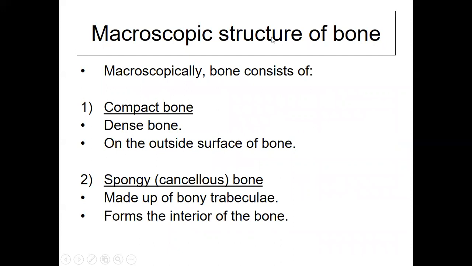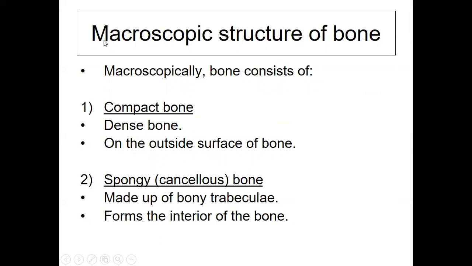For the structure of the bone, macroscopically, the bone is composed of two types: compact bone and spongy bone. Compact bone is a dense bone, usually located on the outside surface of the bone. The spongy bone, or cancellous bone, is made up of the bone trabeculae. It forms the interior part of the bone. So we have the compact bone and spongy bone.